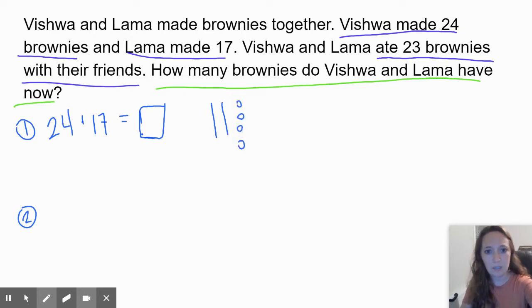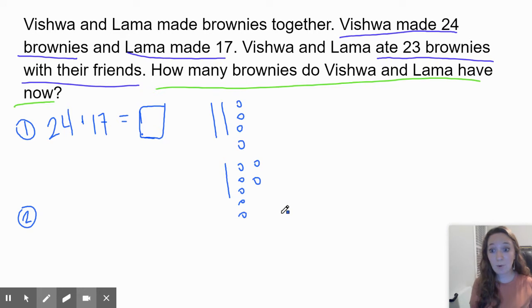And I'm going to draw 17. 1 ten, and then 7 ones. 1, 2, 3, 4, 5, 6, 7. Okay, so now I see that I have 4 ones right here, 7 ones right here. That means I have more than 10 ones.